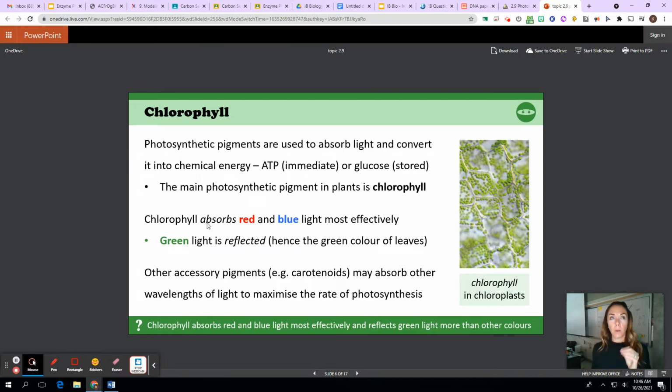So remember, or try and access your prior knowledge and what you remember about light, is that we see what is reflected. So plants actually reflect the green light. So it's not good if we put plants under a green light if we're trying to increase photosynthesis, because that's the light that is reflected. So chlorophyll actually absorbs red and blue lights most effectively. So when we're looking at photosynthetic rates, those are the two where we're going to increase photosynthesis the most.